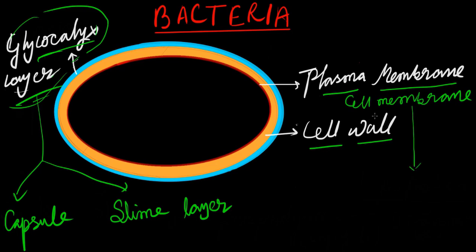First I will tell you that this plasma membrane and our plasma membrane are the same. Bacteria is a prokaryotic cell, so the prokaryote plasma membrane and the eukaryote plasma membrane are the same. But the prokaryote and eukaryote cell walls are different, obviously. So first we will understand the plasma membrane. The plasma membrane is mainly made up of lipoprotein.